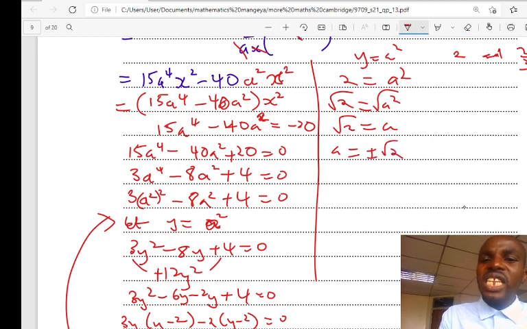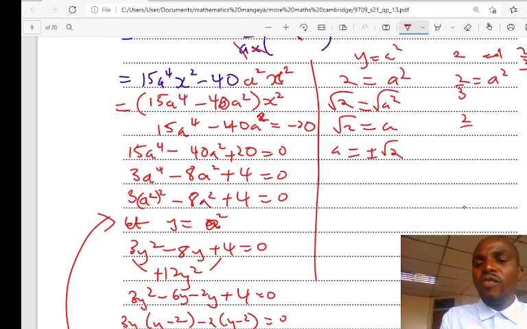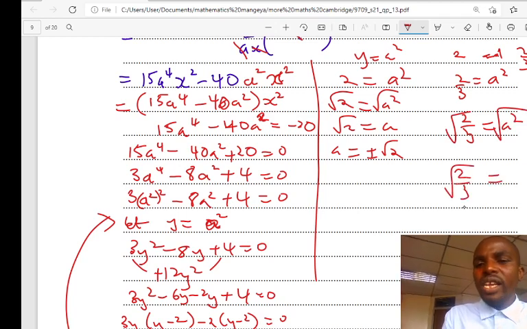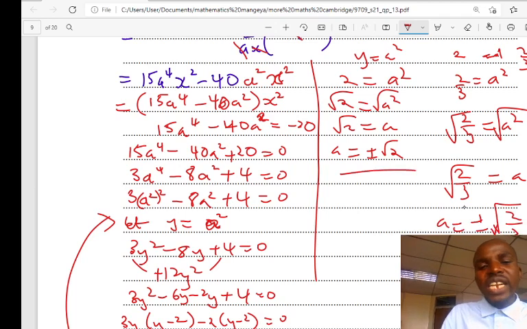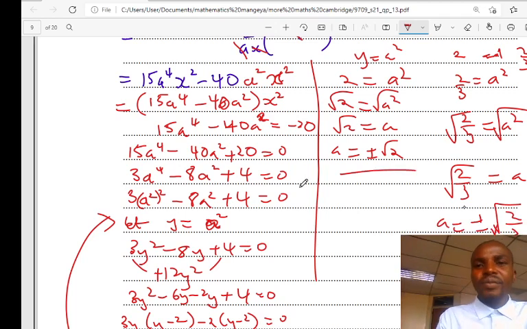Then on the other side, if you put 2 over 3 here is equal to a squared, then you can put square root. So a will be equal to plus or minus square root of 2 over 3. Then you can say you are done. You have found the values of a.